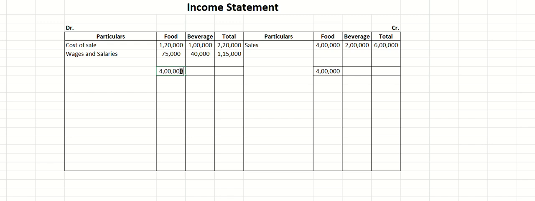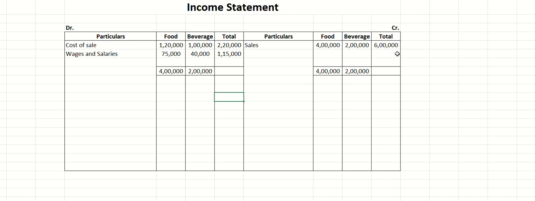The same thing goes to beverage. Beverage has a credit side, that means the sales of rupees 2 lakh. The expense is 1 lakh 40,000. That means which is the highest number? It is 2 lakh itself. So we can write 2 lakh where? On both sides. 2 lakh goes here and 2 lakh goes here.